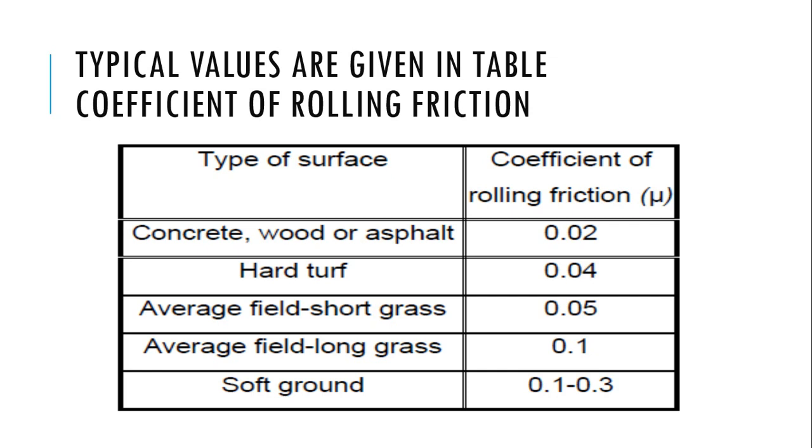If there is short grass in the turf, then the friction will be 0.05. If there is long grass, it is 0.1, and soft ground is 0.1 to 0.3. So these are the values. Just note down these values also.